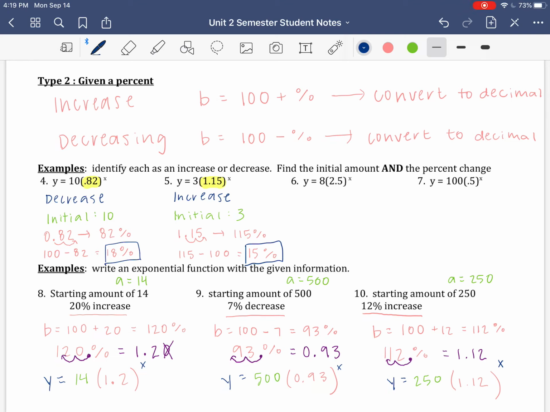If you're feeling good, and this is kind of making sense to you, try 6 and 7, pause your video, and turn it back on when you're ready to check.